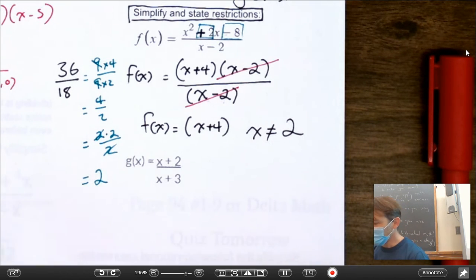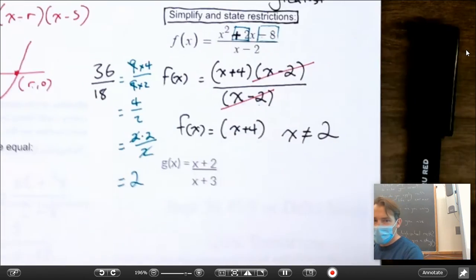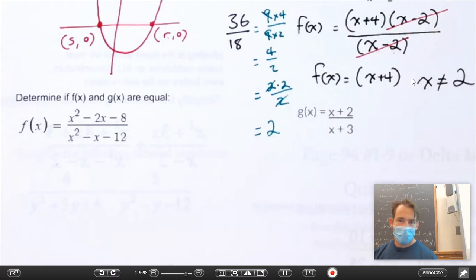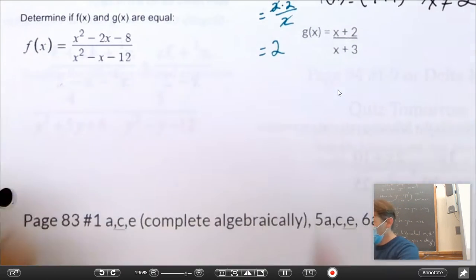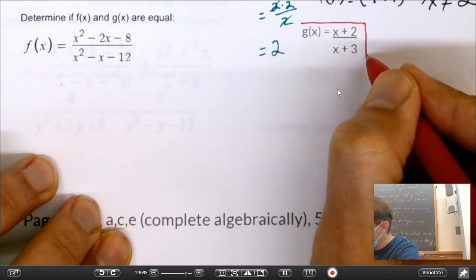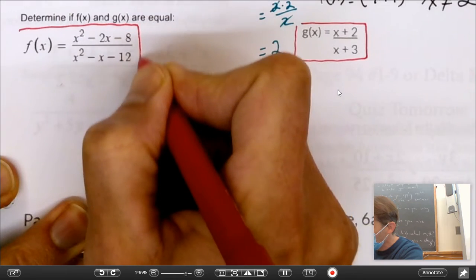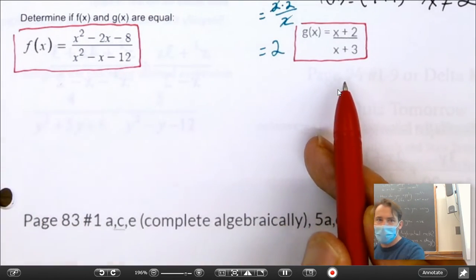All right. So now we've been asked this question. Are these two functions equivalent? Let's see. How high can I get that up here? There we go. That's great. So here is one function. G of x is x plus 2 over x plus 3. And here's f of x. And we want to know, are these functions equivalent? Are they the same thing?